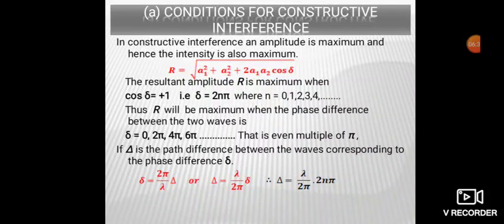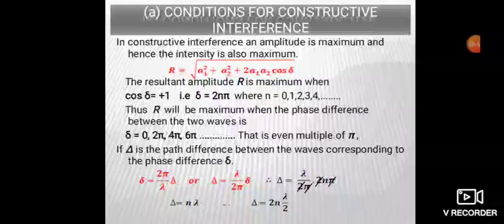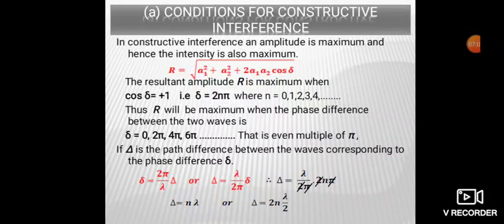Therefore, the path difference is equal to lambda divided by 2 pi, and our phase difference, whenever the resultant amplitude is maximum, is 2n pi. So we have substituted 2n pi. The 2 cancels, and similarly pi also cancels. Therefore, the path difference is n lambda. Or the same equation we can write as 2n into lambda by 2. Again the 2 cancels, and we get n lambda itself. Either we can write it as n lambda or 2n into lambda by 2.